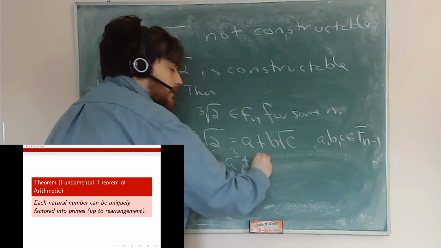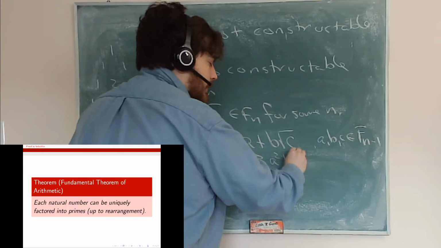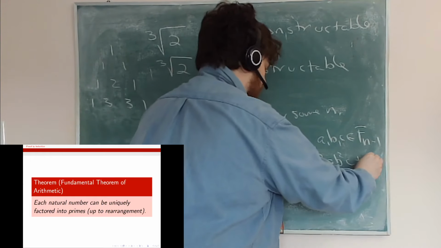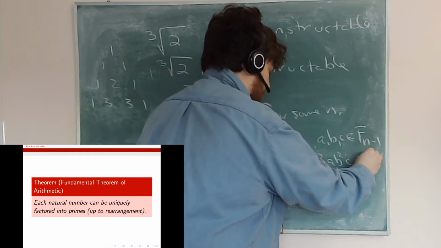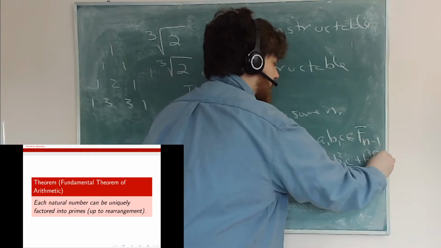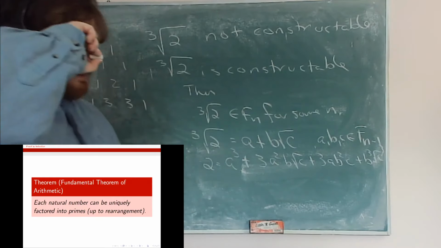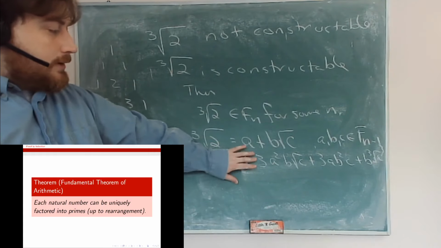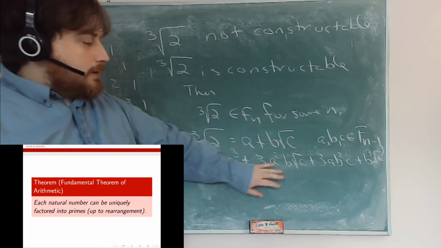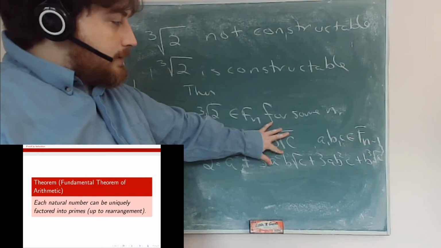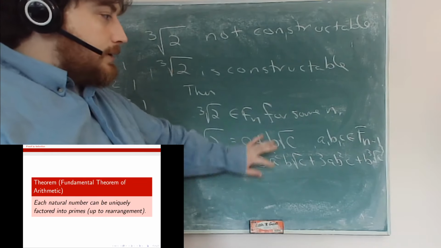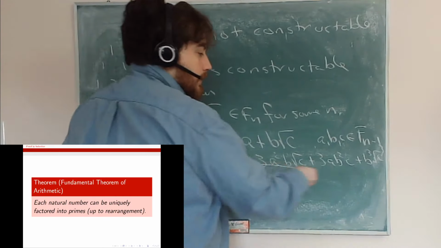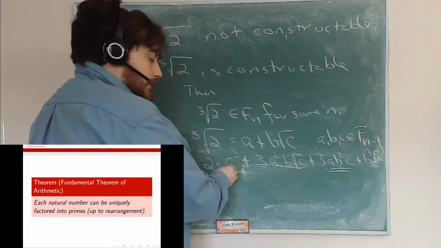So it should be A cubed plus 3A squared B square roots of C plus 3A B squared C plus B cubed square root of C cubed. So I'm using the binomial theorem here. I cubed this term, plus 3 times this term squared times the other term, plus 3 times this term times the other term squared, plus 1 times the other term cubed. And now if I cube this, what I'm going to notice is that there's some square roots of C and there's some not square roots of C.